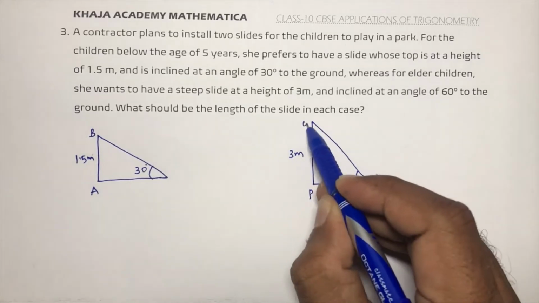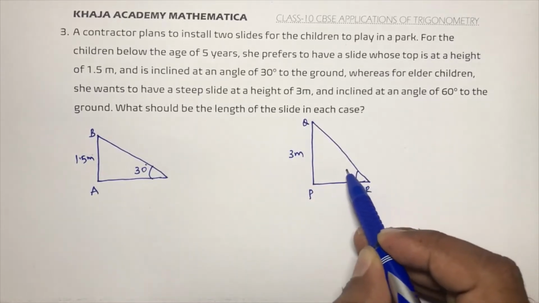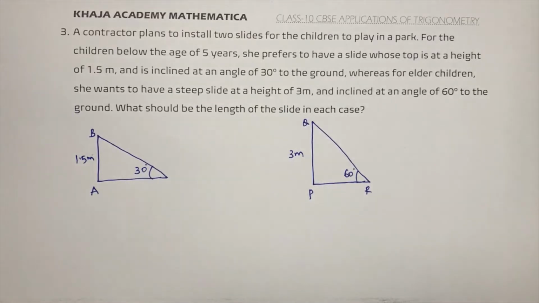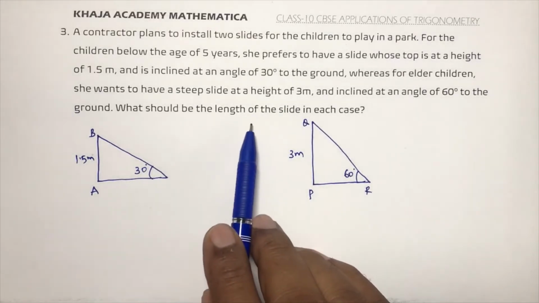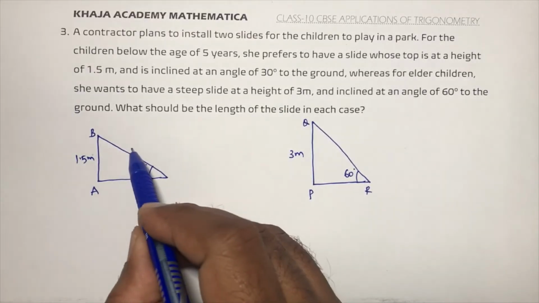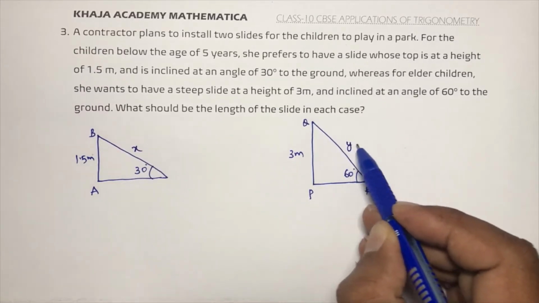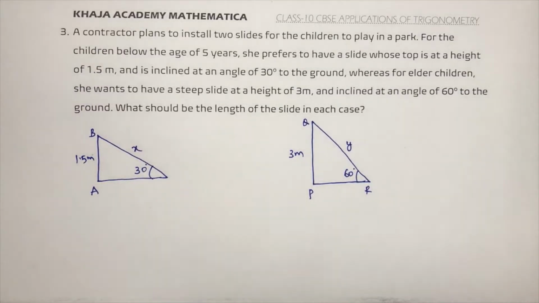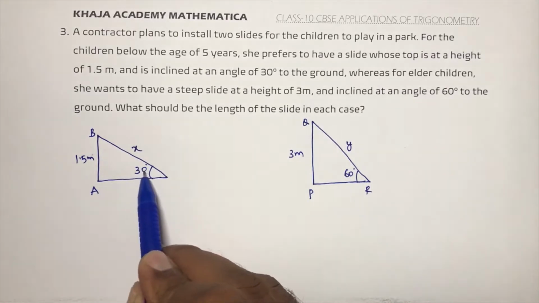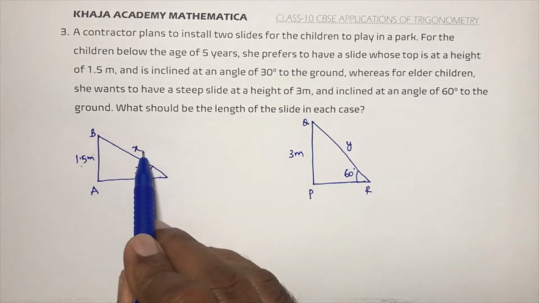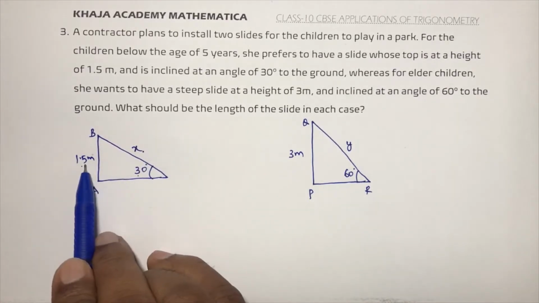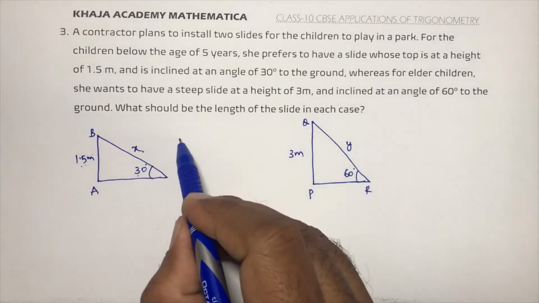Another one, PQR. Here inclined at an angle of 60 degrees with the ground. What should be the length of the slide in each case? So here we need to find X. In this case we need to find Y. So here theta, opposite, hypotenuse. Here I'll use sine theta.